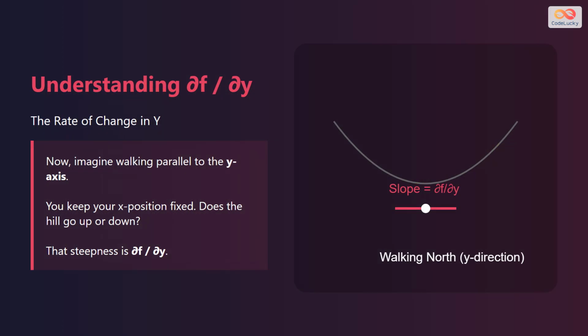Now, imagine turning 90 degrees to face north, along the y-axis. You are now holding your east-west position fixed. As you walk north, the slope might be completely different. This slope is the partial derivative with respect to y.